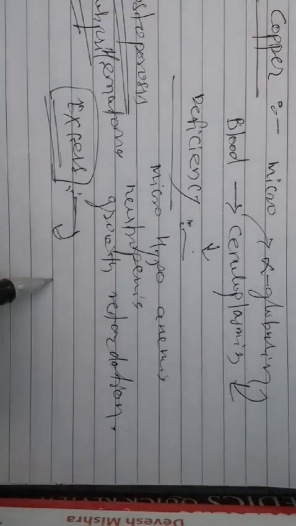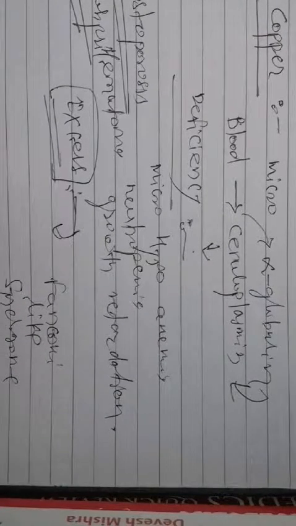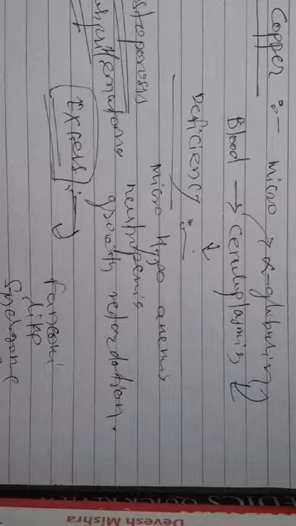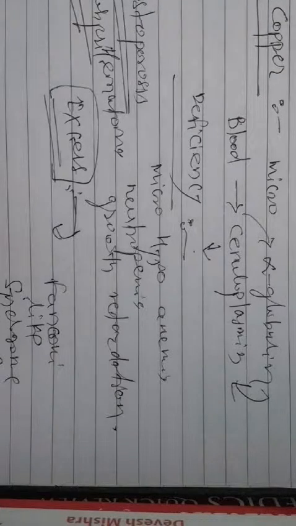Come to excess. Excess causes Fanconi-like syndrome, hemolytic anemia, and inherited disorder of copper metabolism. Come to inherited diseases of copper metabolism: Wilson's disease and Menkes-Kinky hair disease.